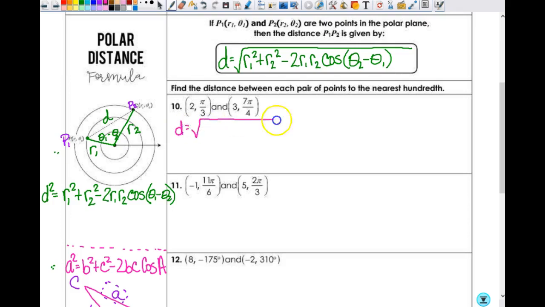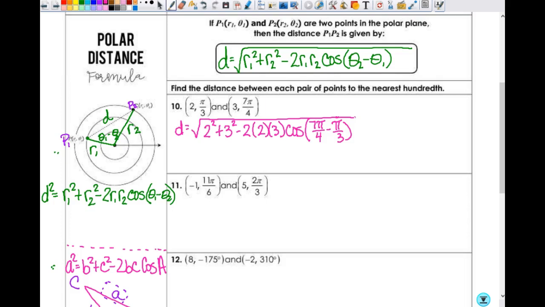D equals big old square root. So this would be r1 theta 1, r2 theta 2. So this is going to be 2 squared plus 3 squared minus 2 times 3 times the cosine of, and that's theta 2 minus theta 1, so it's 7 pi fourths minus pi thirds. Even when the numbers are simple, don't do too much of this in your head. I know you know what 2 squared is. I know you know what 3 squared is. This is where the ridiculous mistakes happen when you try and combine things quickly in your head because you think it's easy.